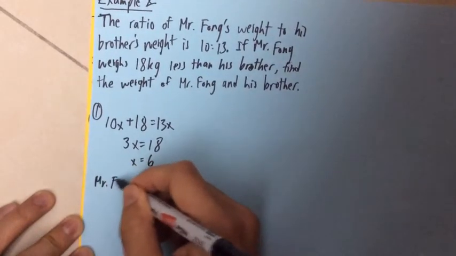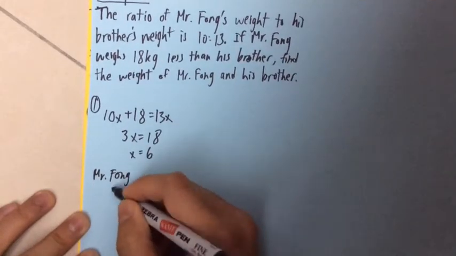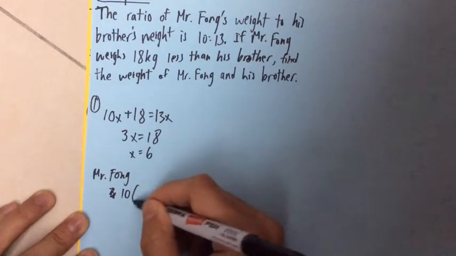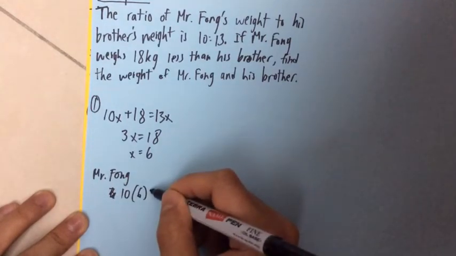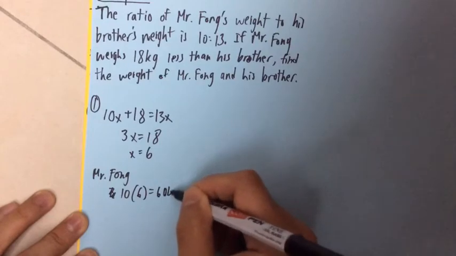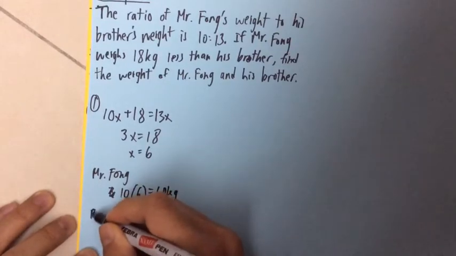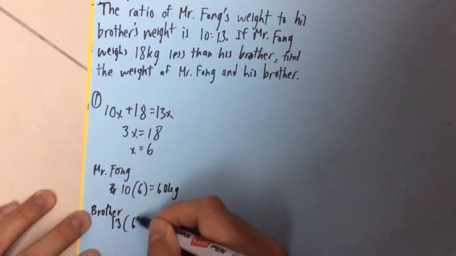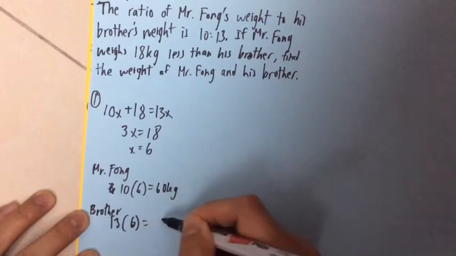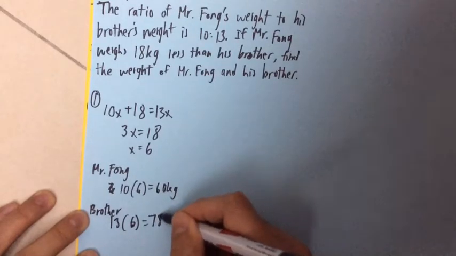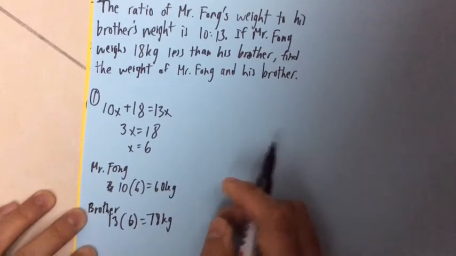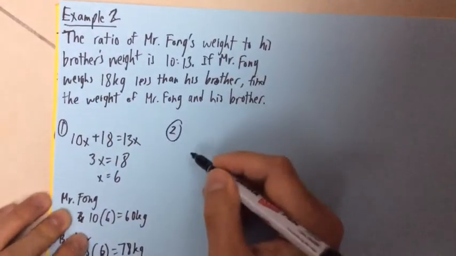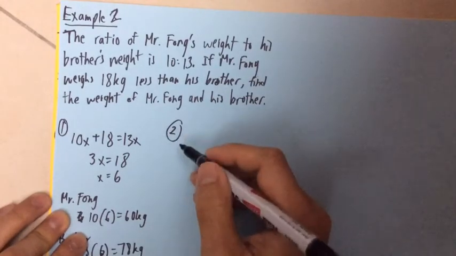So Mr. Fong, we just substitute 10 and substitute 6 with x. And we get 60 kilograms. And the brother would weigh 13 times 6. And that will give us 78 kilograms. All right? Now, the second method is to calculate the difference of the two weights.